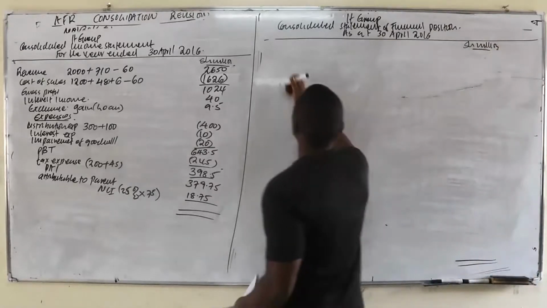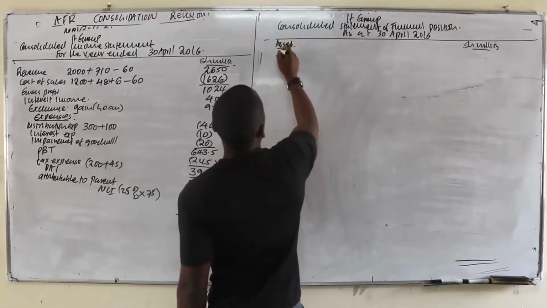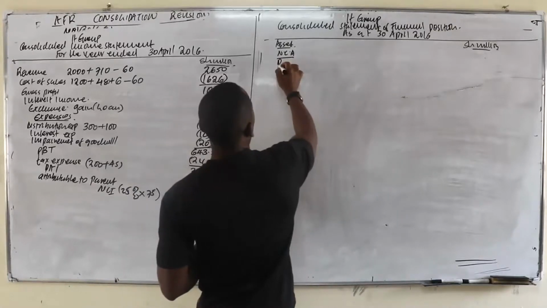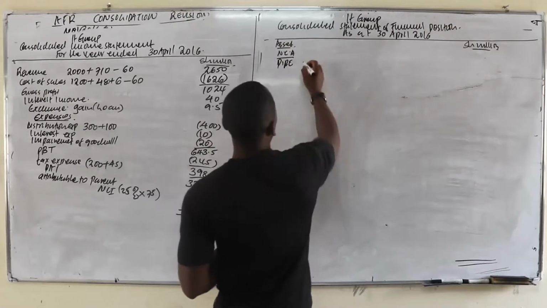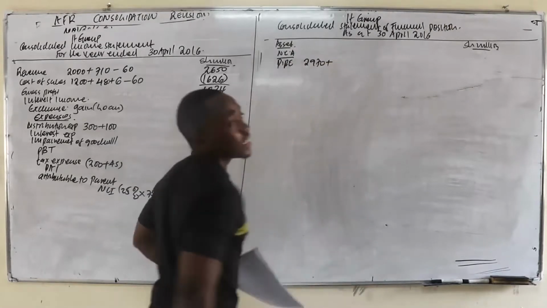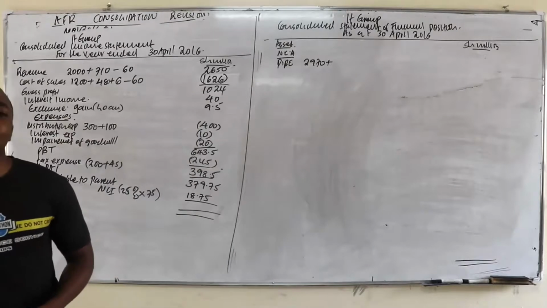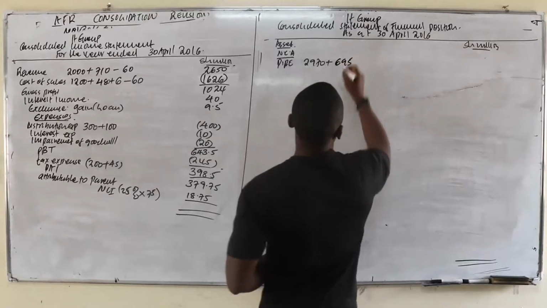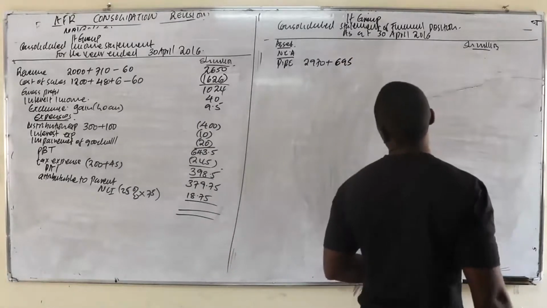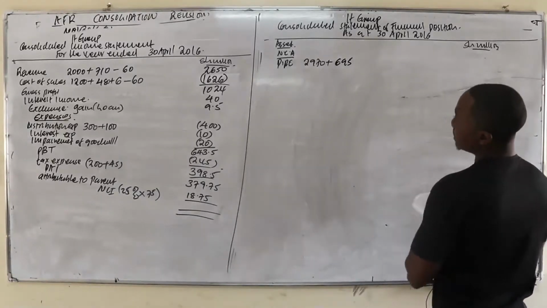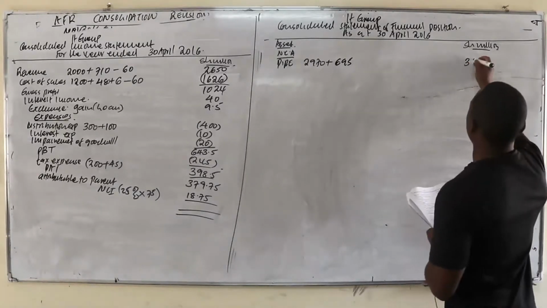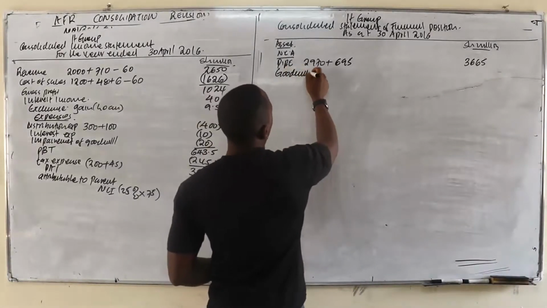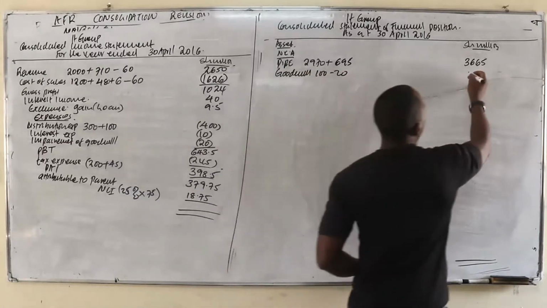What do you have under the assets? Non-current assets. We have PPE, right? PPE for the parent was 29. How much was it for the subsidiary? 690. 695. I will get a total of 665. Then you also had goodwill. How much was the value of the goodwill? It's 100 minus 20, and you got 80.